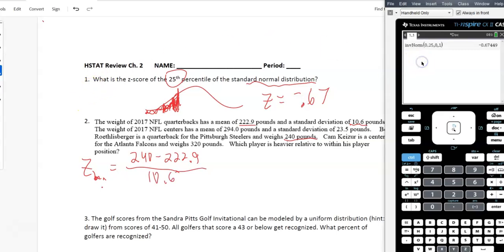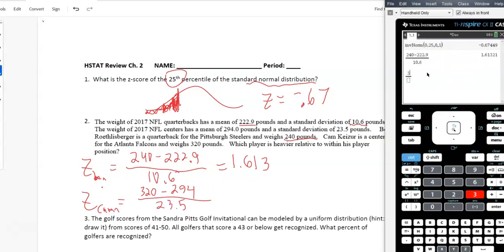So in your calculator, you're going to type that in. So 240 minus 222.9 all over 10.6. We get positive 1.613. Okay. Z-score for the other guy is for Cam. Okay, so his weight was 320 minus the mean weight is 294 for his position over a standard deviation of 23.5 for his position. So we're doing their respective z-scores.